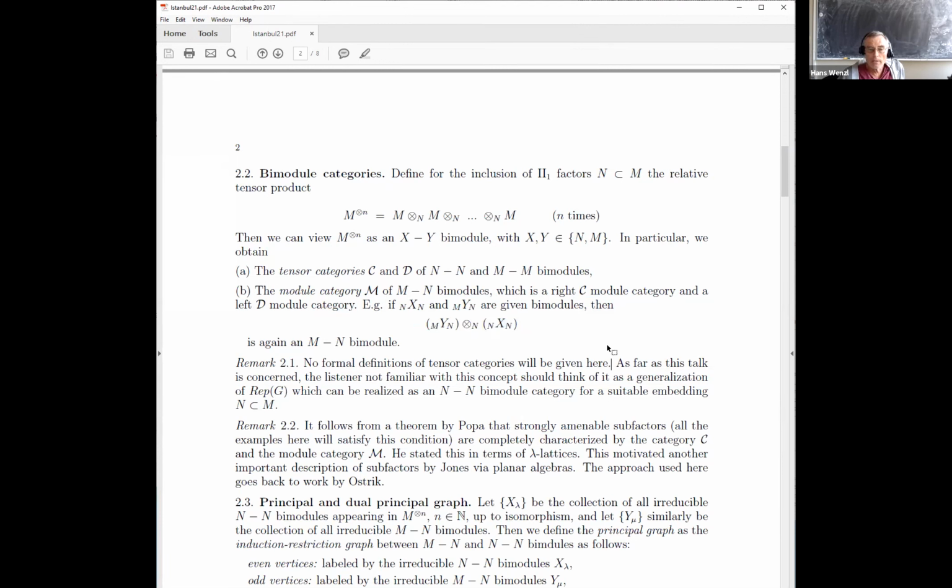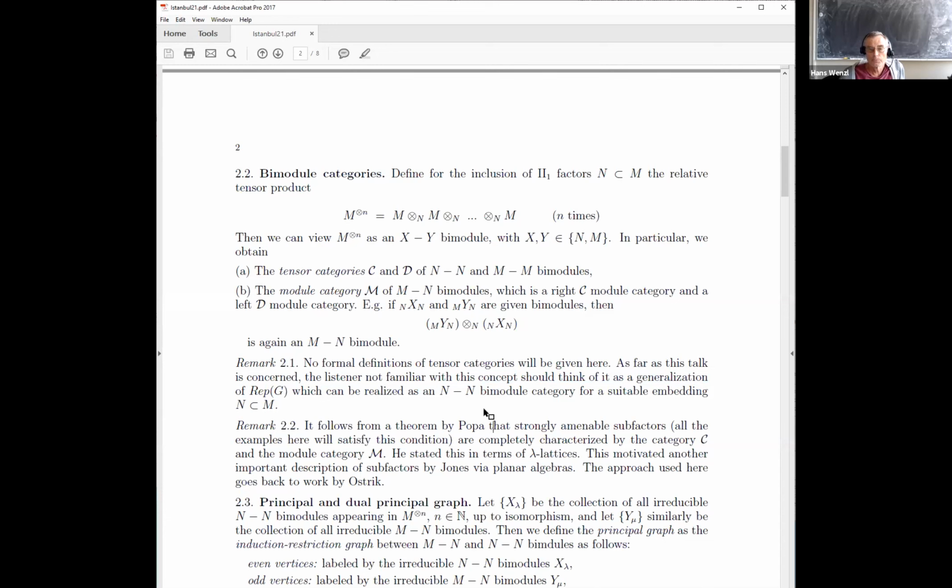Now, I deliberately don't want to go into the mess of giving formal definitions of tensor categories. It would take up maybe half of the talk. As far as this talk is concerned, you just think of these as generalizations of the representation category of a group G. And essentially, the most complicated ones can also always be realized as some NN bimodule categories, so you could just stay in the realm of von Neumann algebras.